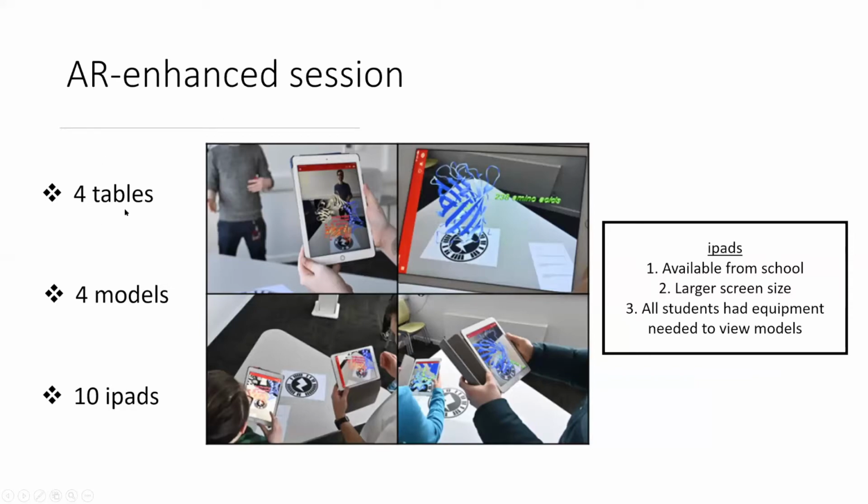So what we did in the session, we had 4 tables set up, with a model on each of the tables. We actually used iPads in this example, and the reason being, firstly, they're available. Secondly, they've got a larger screen size. And thirdly, it takes away the variation in accessibility that students might have if they don't have a particularly up-to-date device, or they've got different screen sizes. And again, you can see how these images are rendered in real time in 3 dimensions.